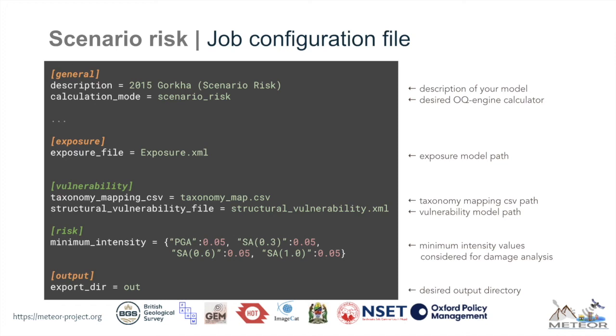Then, similar to demo number 2, we have minimum intensities specified so that we can save some space and time in our calculation and avoid calculating losses at intensity levels that are so low we do not expect there to be damage. And lastly, we again have a location of our desired output directory.